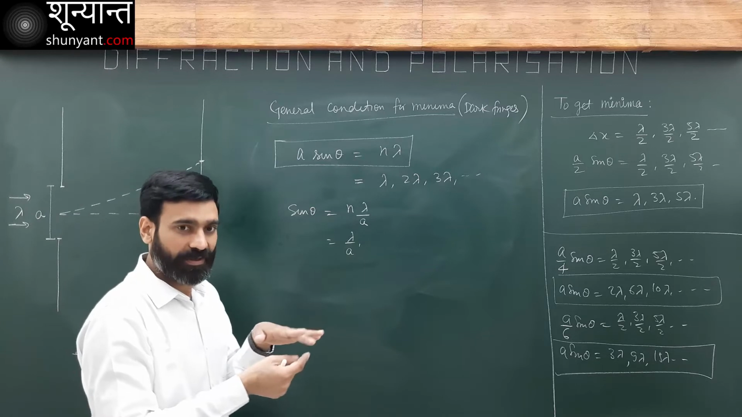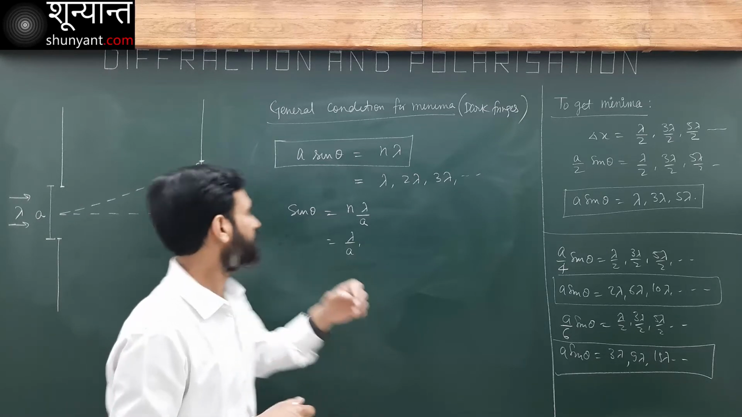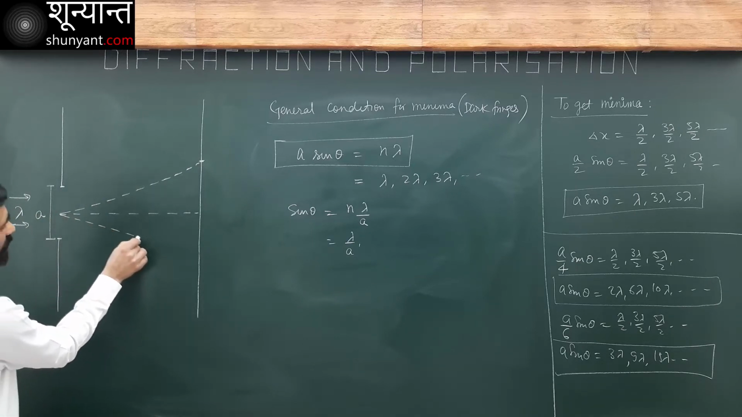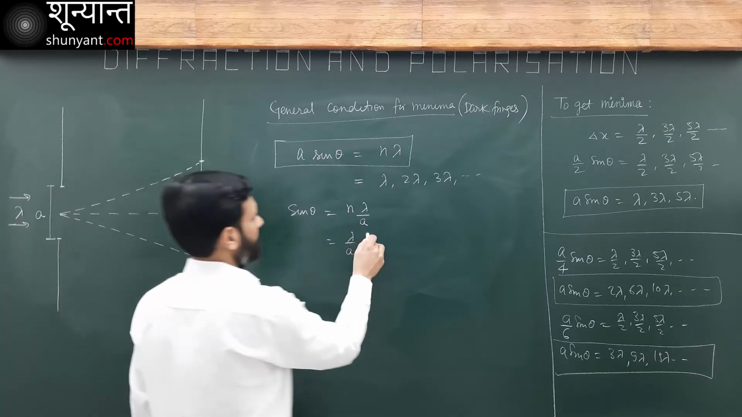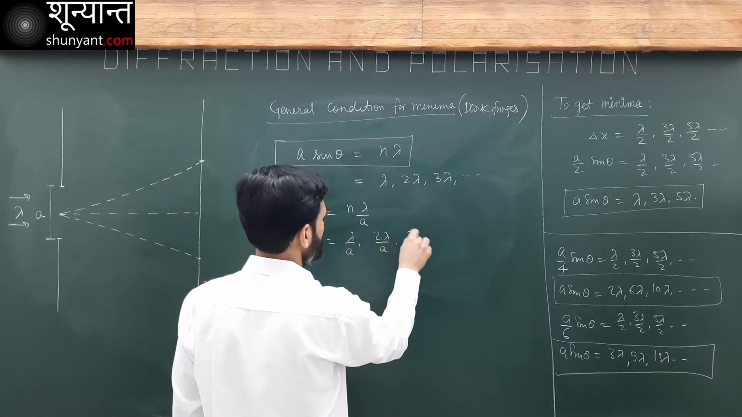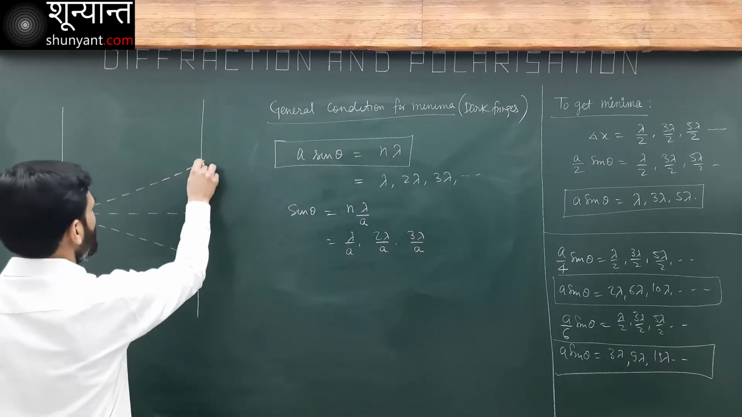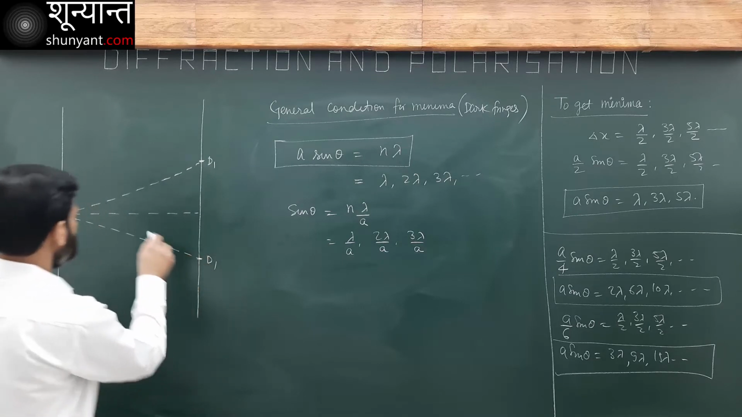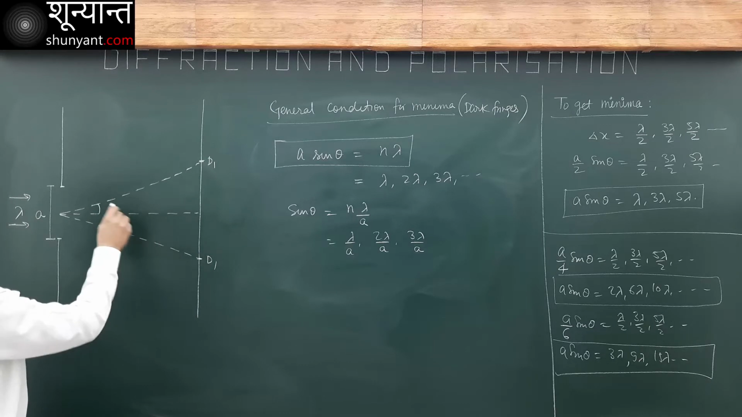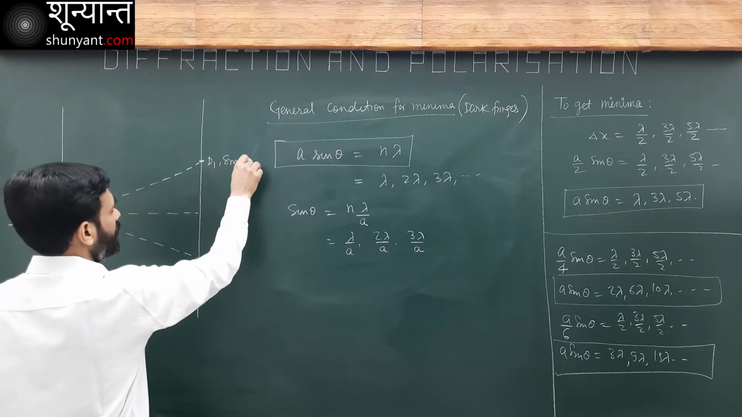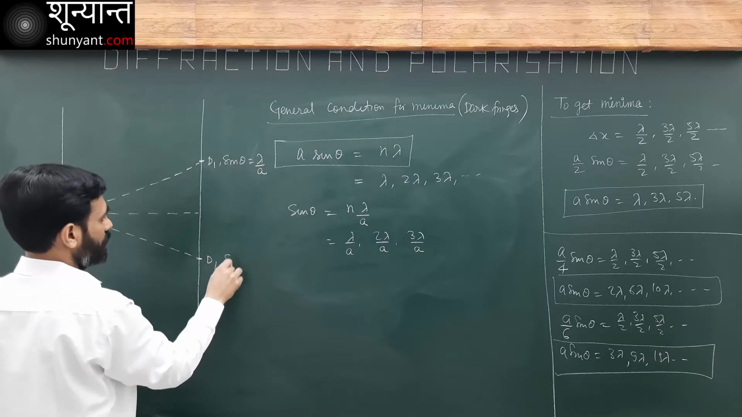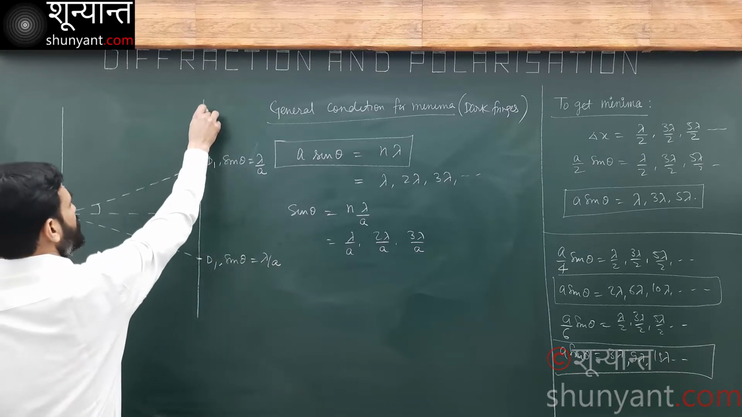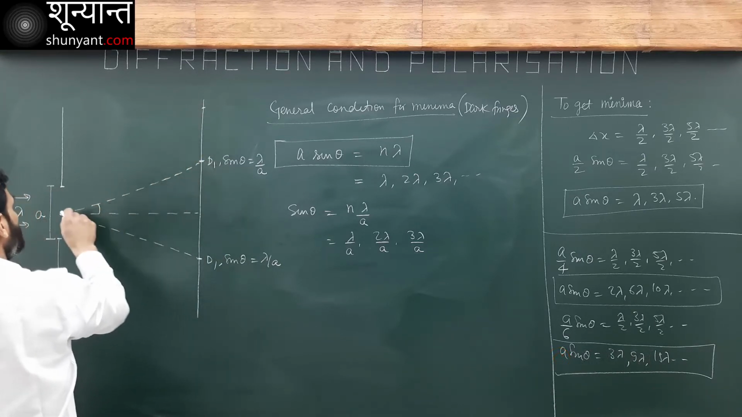When we are talking about path difference, we are taking the modulus of that. So it will be on either side, not on one side only. Lambda over A, this is 2 lambda over A, this is 3 lambda over A. So I am going to get a dark fringe here. This is dark fringe 1, the first dark fringe. What is this angle? Here sin theta is lambda over A. Here also sin theta is lambda over A. Now I will get another dark fringe here. This is another dark fringe.